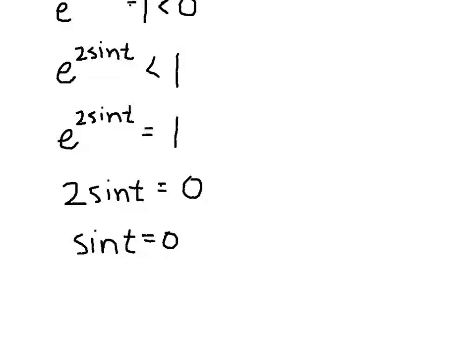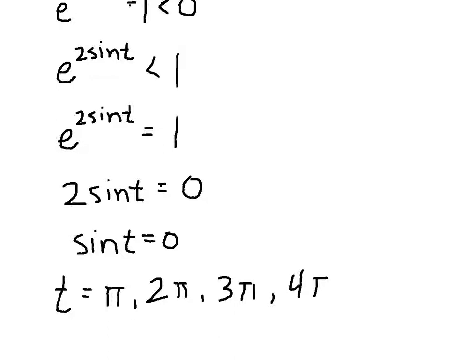So now you have to find all the times where sine of a number is 0 in the domain. And this occurs at pi, 2 pi, 3 pi, 4 pi, and 5 pi.